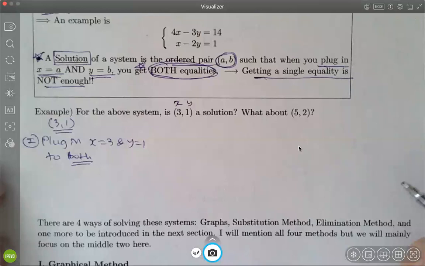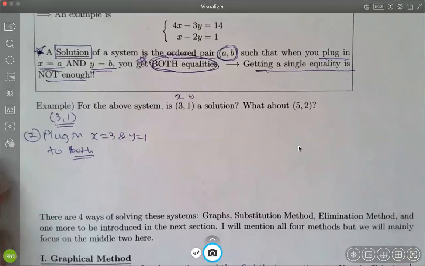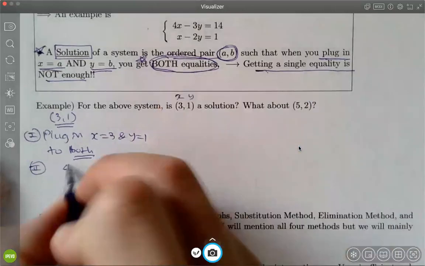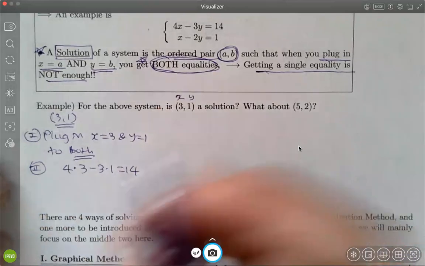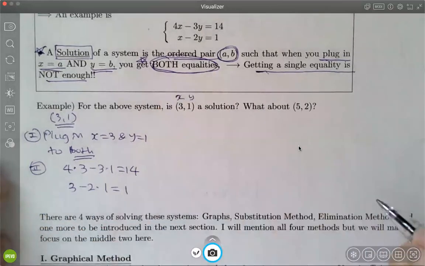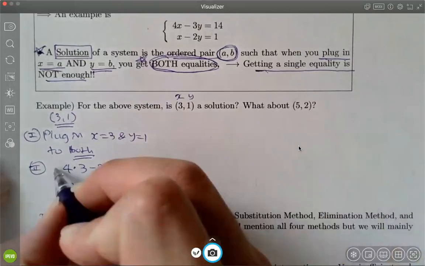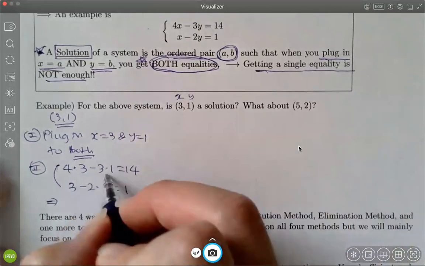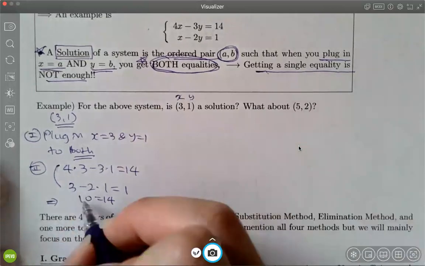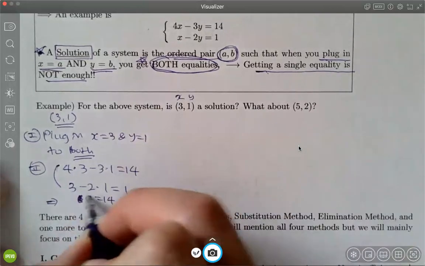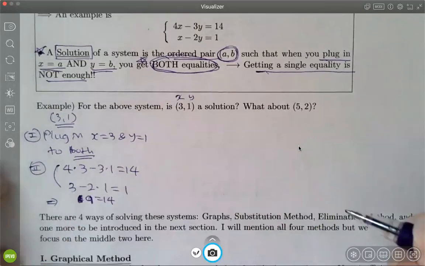So let's see, from the top equation, we have 4 times 3 minus 3 times 1 is equal to 14. Okay, and then 3 minus 2 times 1 equals 1, right? Okay, and what is this? 12 minus 2, so that's 10, right? So 10 equals 14. 12 minus 3, so that's 9, right? Oh, I cannot even subtract. There we go. So 9 equals 14. Okay, and 3 minus 2, so that's 1 equals 1, right?